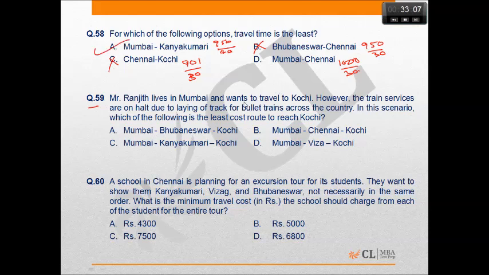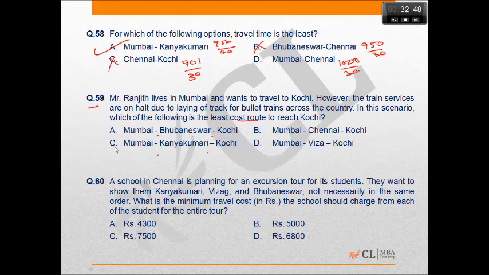Mr. Rajnath lives in Mumbai, wants to travel to Kochi. However, the train services are on hold due to laying off tracks for bullet trains across the country. In this scenario, which of the following is the least cost route? Least cost. I'll have to do 1 and 2 each. I'll come back to this. So question 59 also I'll come back to later if I have time.